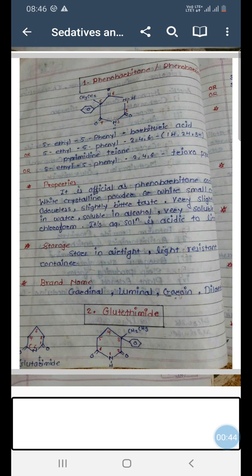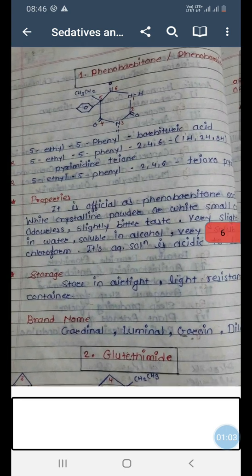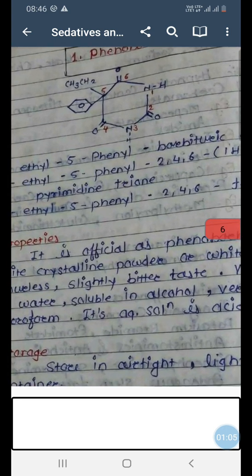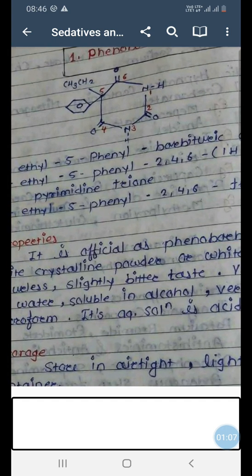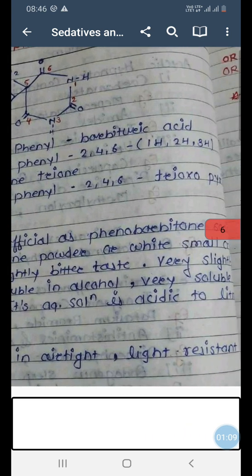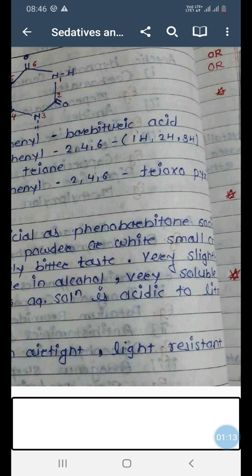This 1H, 3H, 5H you can write, or even if you don't write or forget to write, it doesn't make any difference. Okay, then next possible chemical name of phenobarbitone is 5-ethyl-5-phenyl-2,4,6-trioxopyrimidine.